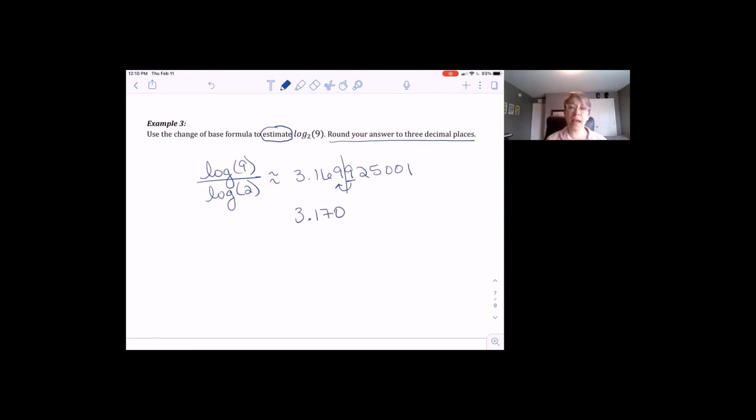Be careful about putting in log 9, rounding it, and then log 2 and rounding it, because it may not give you the answer that you need to 3 decimal places. You only want to hit enter in your calculator one time.